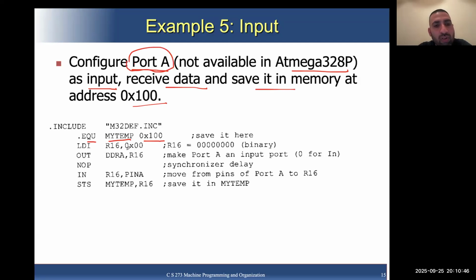So we need to write all zeros in the data direction register of port A, but we cannot directly write the data direction register of any port. That's why we are first loading all zeros in R16 through our load immediate instruction, and then we are saying, okay, write R16 to the DDRA register. Now we are done with configuring port A in input mode.